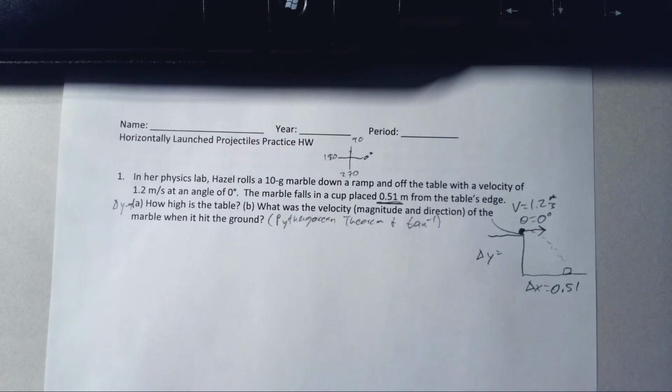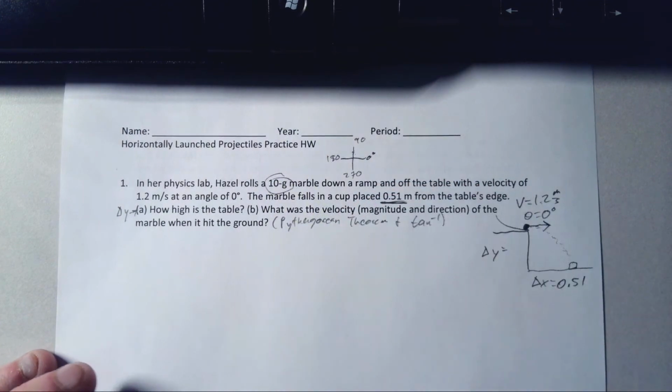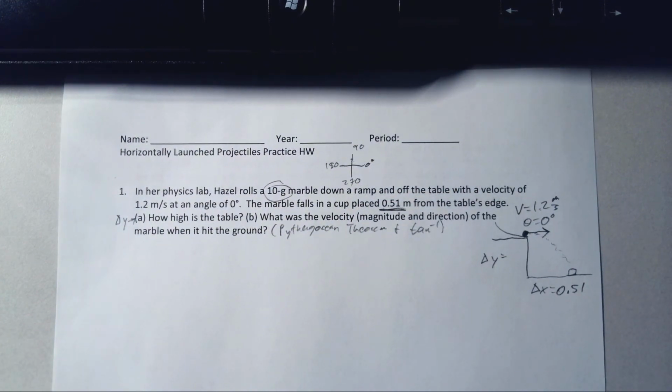There is a piece of information in here that is not needed: the 10-gram marble. We have no air resistance, and we'll see in future videos that if there's nothing affecting its motion, it doesn't matter if it's a 10-gram marble or a 1,000-pound elephant. It's going to fly through the air with the same motion. All things are acting just under gravity.